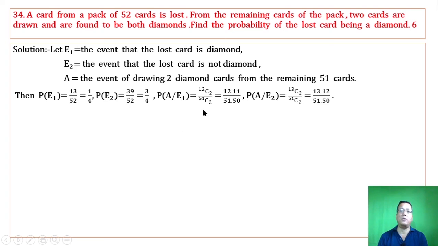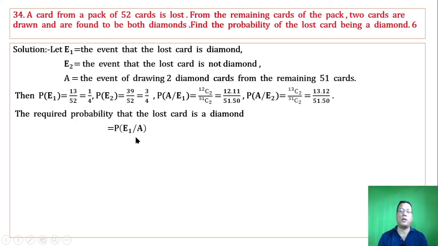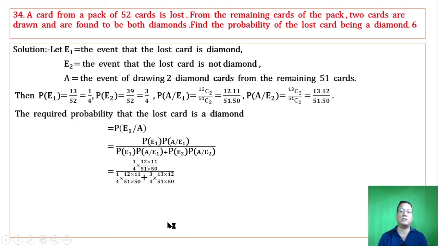P of A by E1 is 12C2 by 51C2, that is 12 into 11 by 51 into 50. P of A by E2 is 13C2 by 51C2, that is 13 into 12 by 51 into 50. The required probability that the lost card is a diamond, that is P of E1 by A, by Bayes' theorem, is again equal to this expression. Putting their respective values and simplifying, we get 11 by 50.